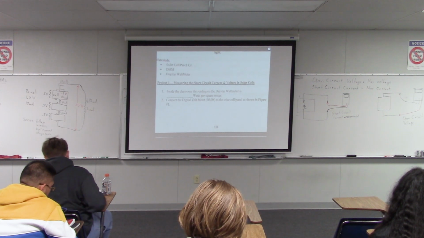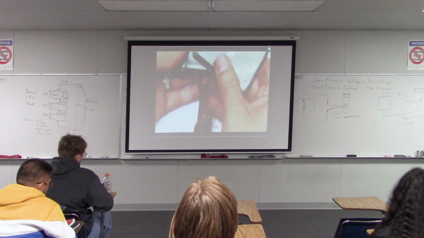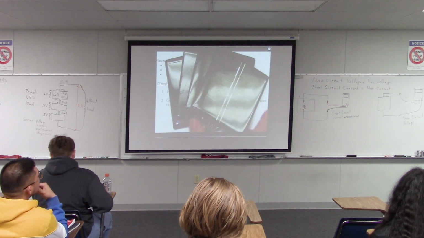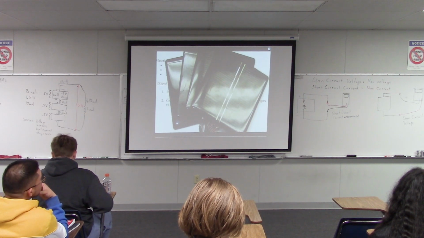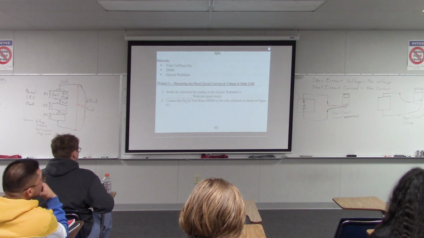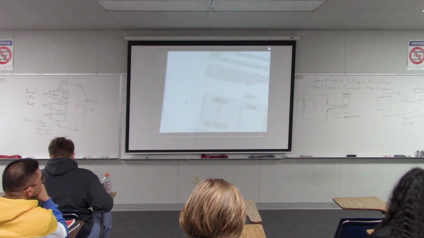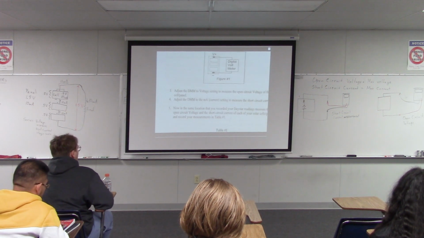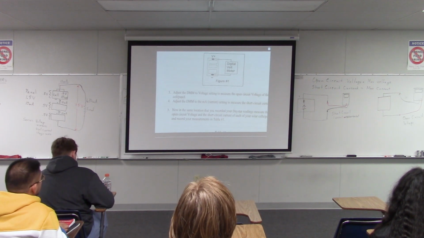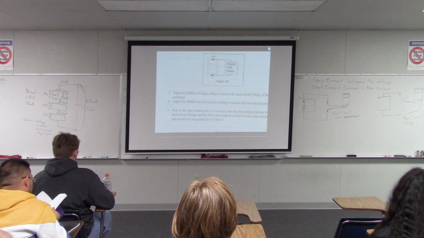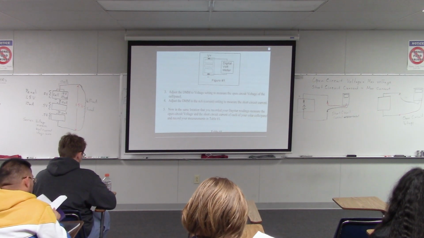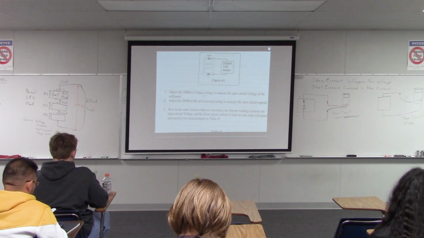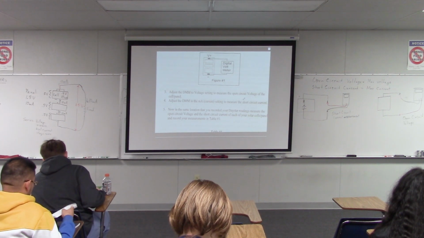Each group will get a pack of 4 solar panels. They look kind of like this. And we'll be using these solar panels for this lab. So you'll hook up the DMM to one of your panels like this, and then you'll measure the open circuit voltage of this panel, and then you'll measure the short circuit current for the panel as well.